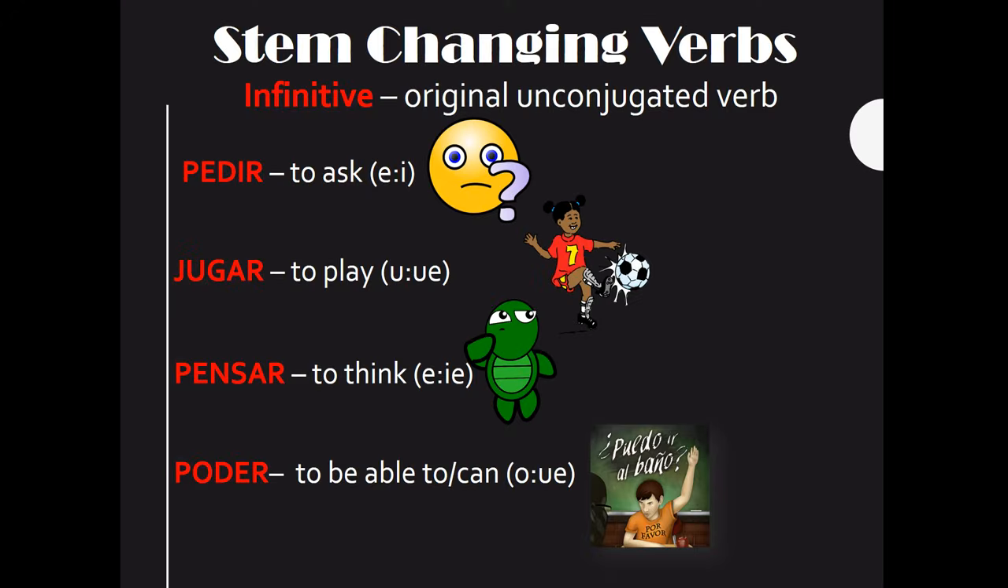First, let's do a little bit of review. An infinitive is the original unconjugated verb. I have 4 infinitives here, and they do happen to also be stem changer verbs. Pedir, jugar, pensar, and poder.